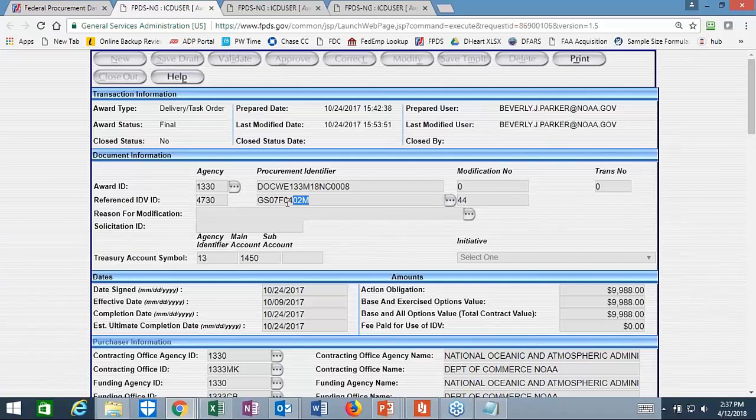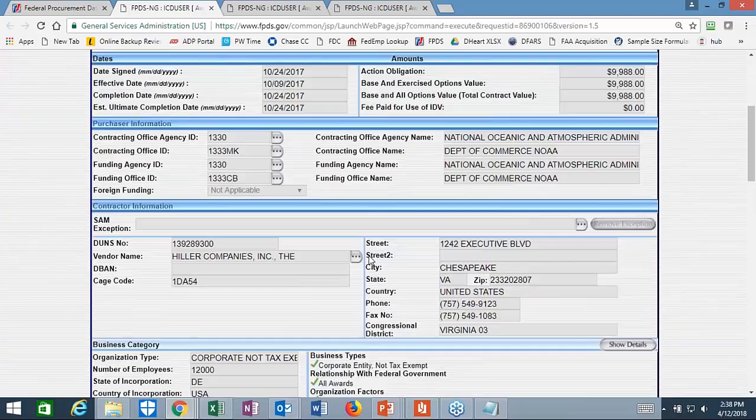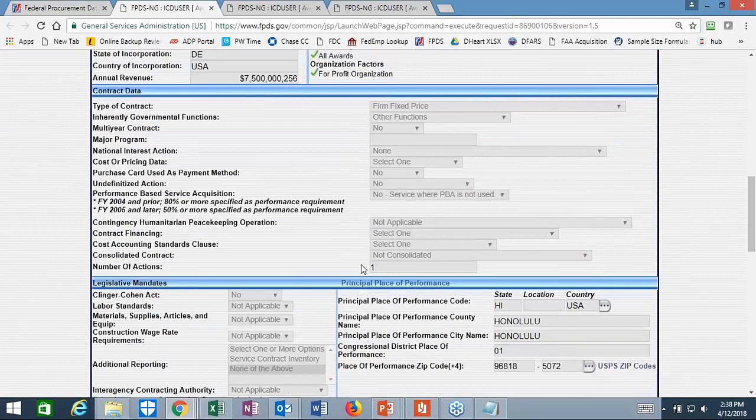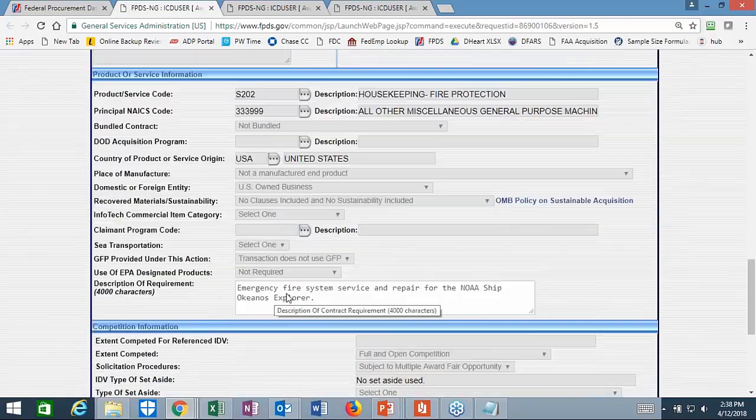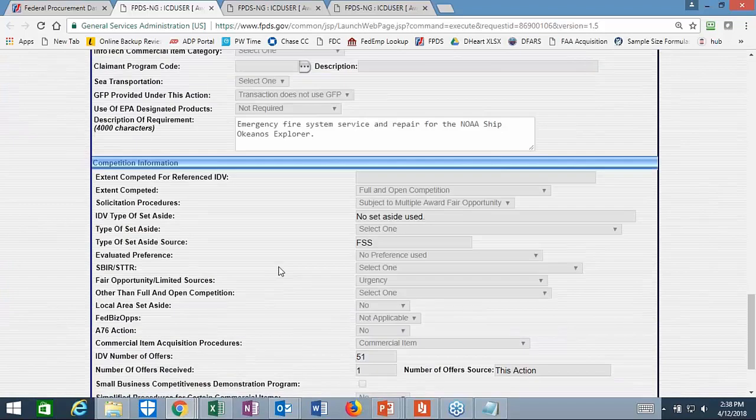So again, they're ordering against the federal supply schedule. Generally speaking, let's put it on eBuy, or if it's below the SAT, survey 3 people, and you all know the rules there. But on this one, look at this: emergency fire system service and repair for the NOAA ship. That sounds like the Okeanos Explorer. Beverly, I'm glad you're on the line. Can you walk us through the urgency rationale behind this one?